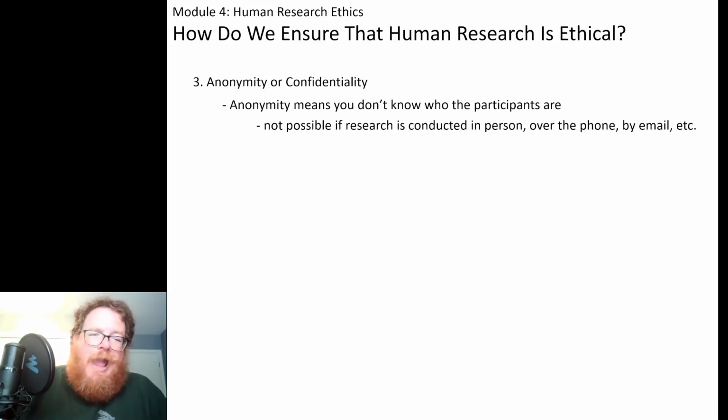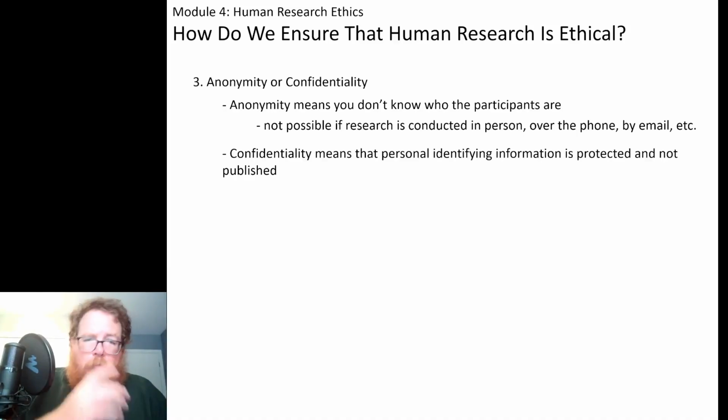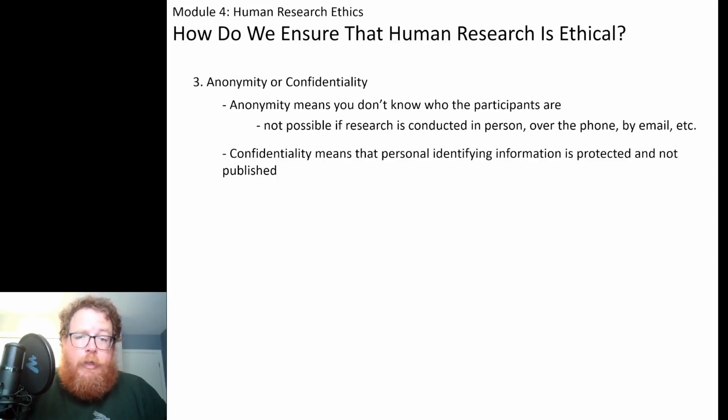Again, as you can imagine, anonymity is not always going to be very easy to achieve, especially in human research, because oftentimes we are going to have these people come in person to have blood samples taken or to work on an exercise bike or whatever. So where anonymity is not possible, then you focus on confidentiality, which means that you're going to protect the personal identifying information of the individuals who are in your study, right? It's not going to get published, and it's certainly not going to be made available to anybody outside of the research team.